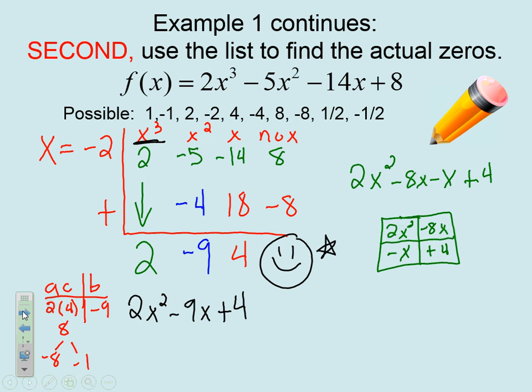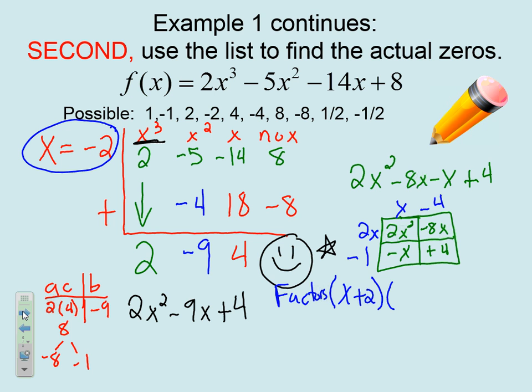Take out my greatest common factor. Here I'm going to get negative 1. Here I'm going to get 2x, x, negative 4. So here are my factors. My factors, I can't forget about this one right here. That's the first one, when I guessed and checked and found. So my factors are x plus 2, 2x minus 1, and x minus 4.